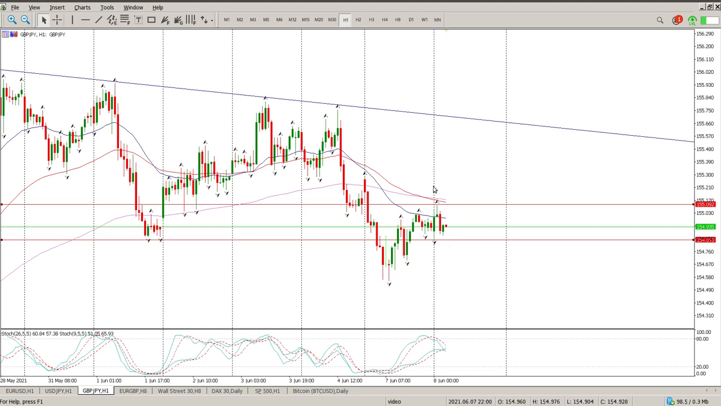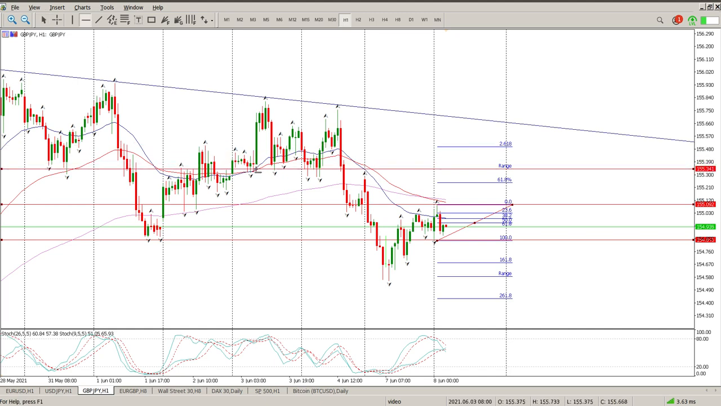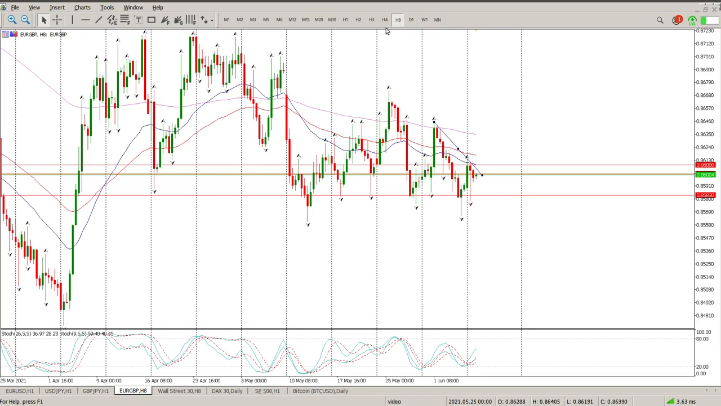And all you want to do is just basically look for the range target. There's my range target, there's my range target. So target to the upside, target to the downside. Downside target 154.582, upside target 155.341.